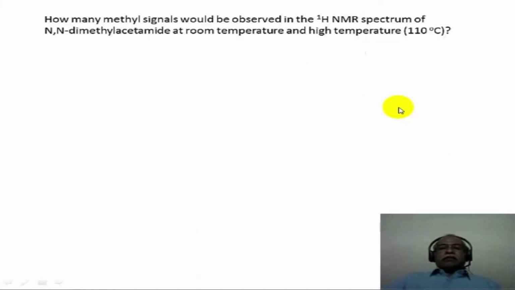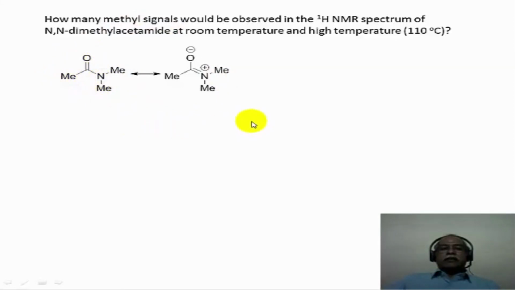This is a fairly simple question. Most of you should be able to answer this without even thinking about it. How many methyl signals would be observed in the proton NMR spectrum of N,N-dimethyl acetamide at room temperature and at high temperature? In other words, at room temperature how many methyl signals, and at high temperature, 110 degrees, how many methyl signals? This molecule is N,N-dimethyl acetamide.